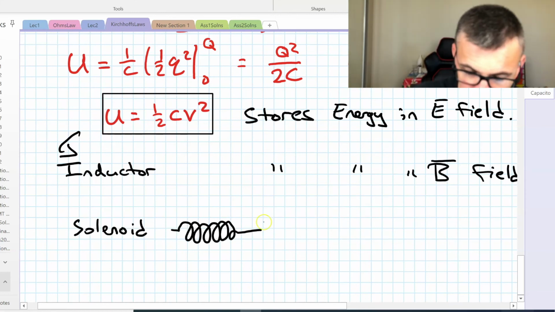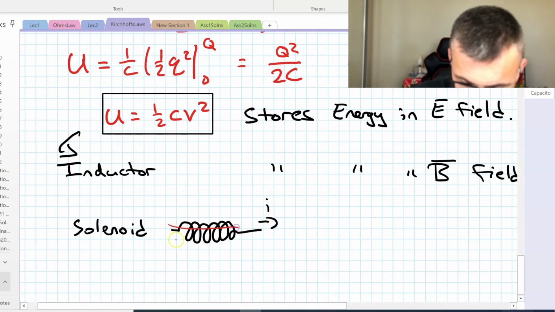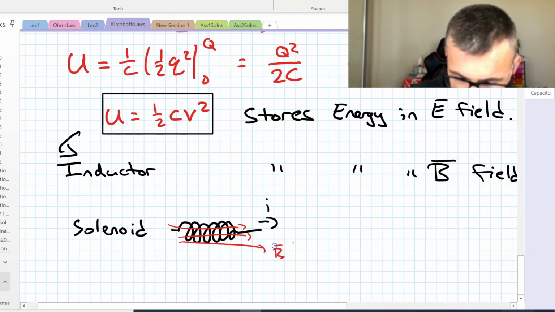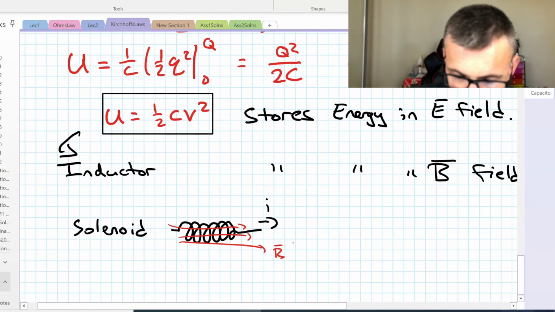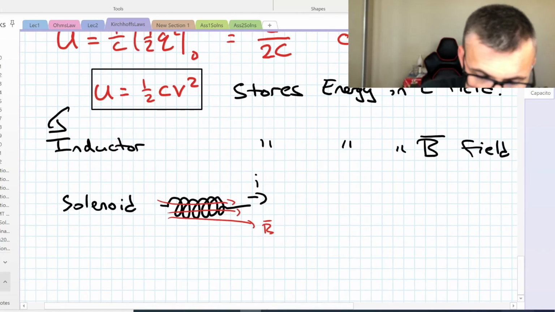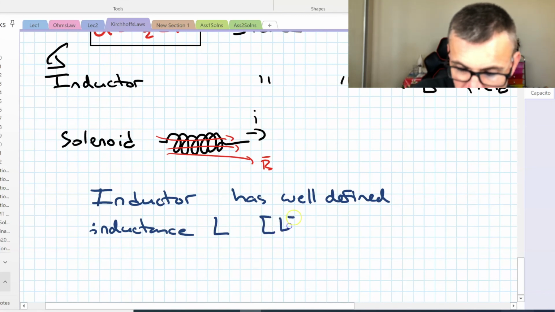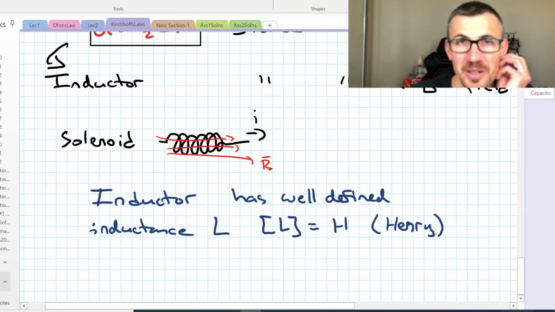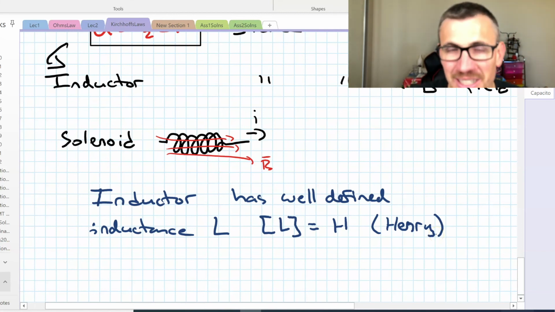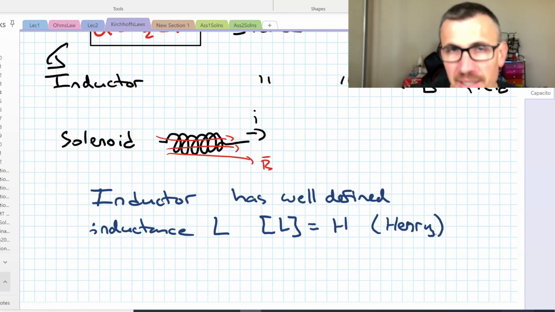And as we have current flowing through it, we get a roughly uniform magnetic field going through that wire there, that coil. So an inductor has a well-defined inductance, L, and the units of L are henries. Actually, Faraday was already working on inductance, but he already got the capacitor, so Henry gets the inductance unit. And typically a millihenry is a good unit.